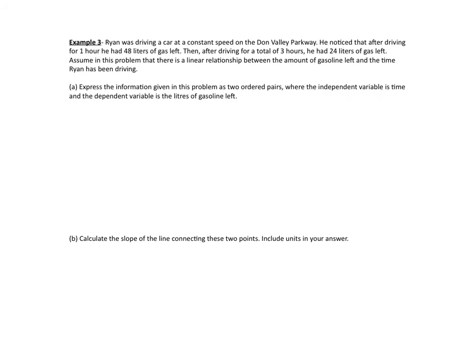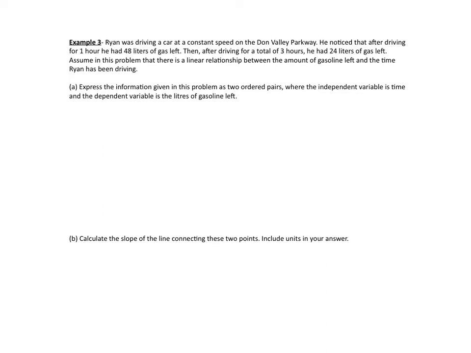In our next example, Ryan was driving a car at a constant speed on the Don Valley Parkway. And if you aren't familiar, the Don Valley Parkway is one of the major highway systems or routes in Toronto. He noticed that after driving for 1 hour, he had 48 liters of gas left. Then, after driving for a total of 3 hours, he had 24 liters of gas left. Assume in this problem that there is a linear relationship between the amount of gasoline left and the time Ryan has been driving.